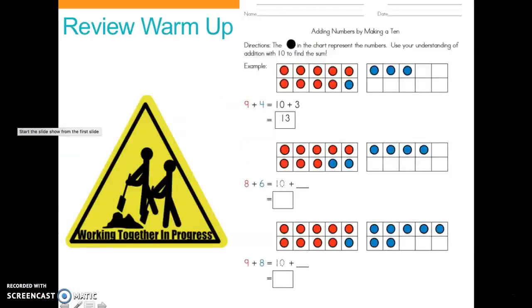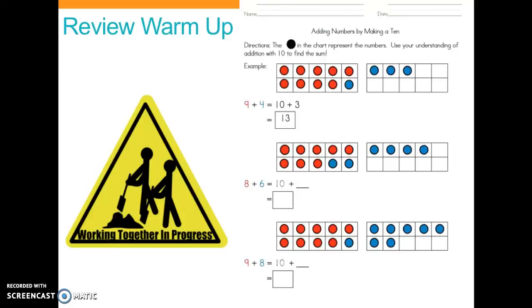Okay, so we're going to start our lesson today, but we're going to start with a review warm-up. Our first review is going to be adding numbers by making a 10. We're going to be seeing some tens frames and chips here. The directions say the chip in the chart represents the numbers. Use your understanding of addition with 10 to find the sum.